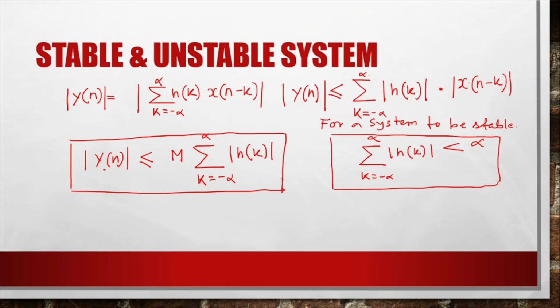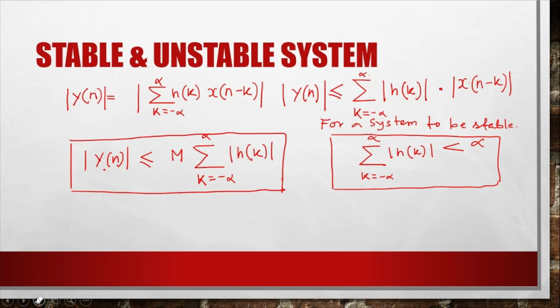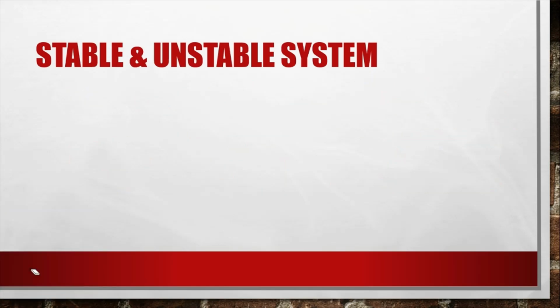Okay. So I would like to give you an example. Suppose I am having a system like this. It is given that the impulse response of the system is half whole to the power n u[n]. This is a system. Now, it has been asked whether this system is stable or not.